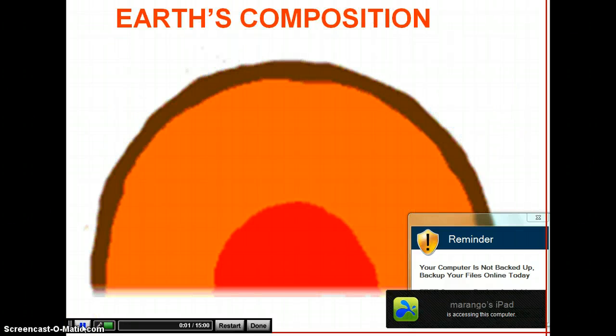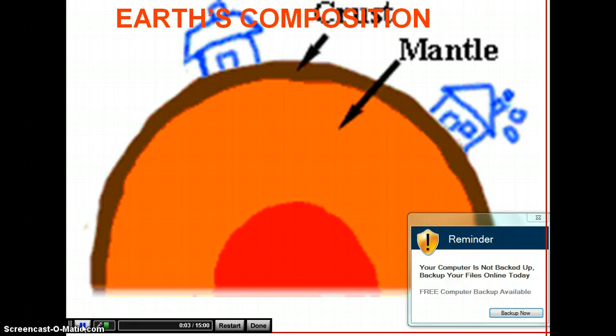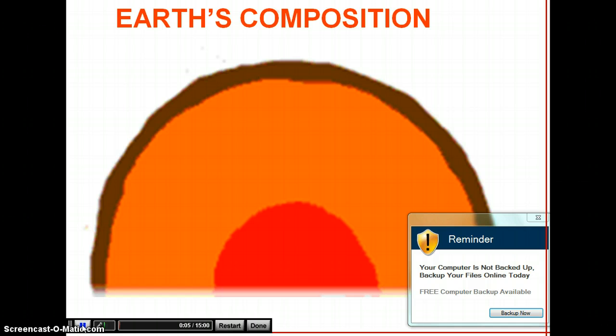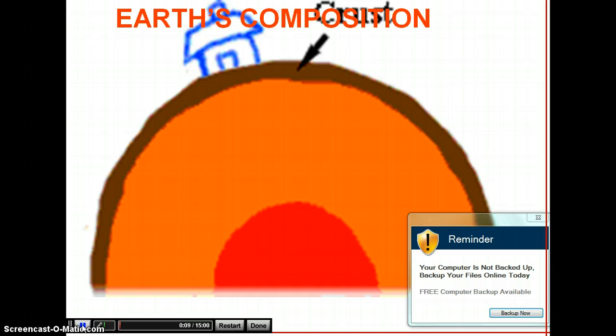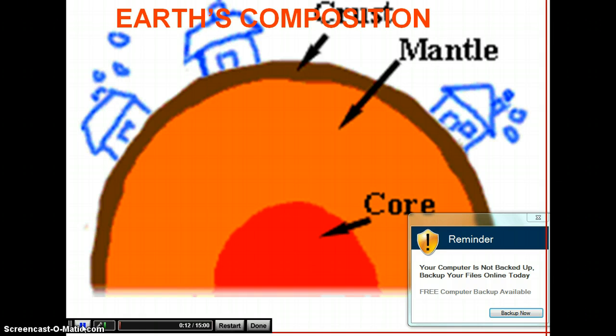There are certain things you have to know about the geosphere, and the first thing is you have to know the composition of the geosphere. So you have core, mantle, crust.